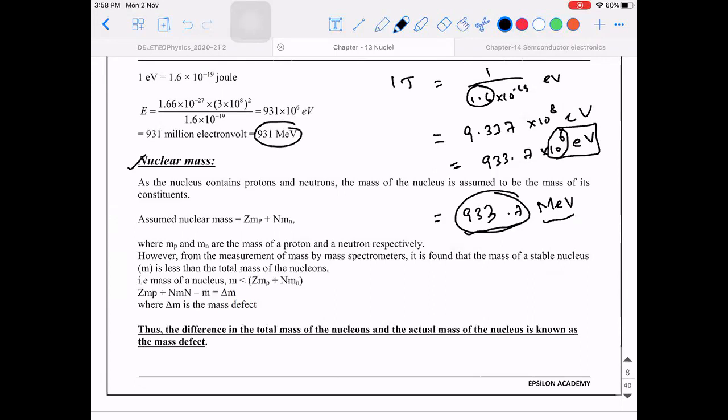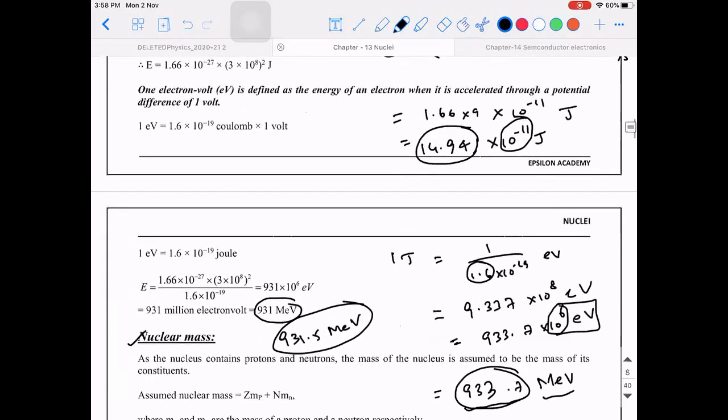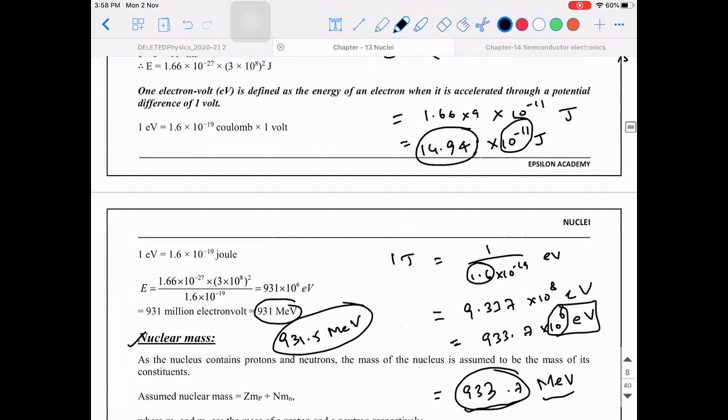Or some books give it as 931.5 also. Both of them. But I just wanted you to know why that number has actually come. So please make a note of this point. Is there anything that is not clear?